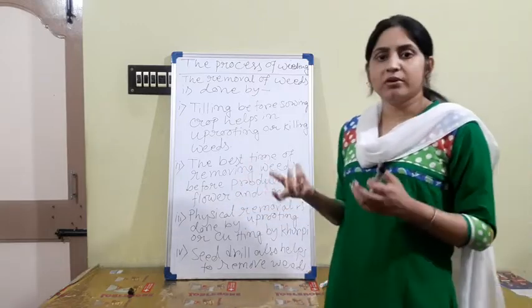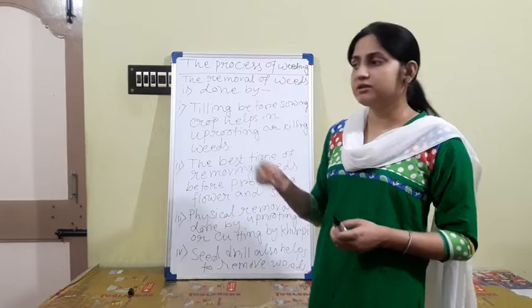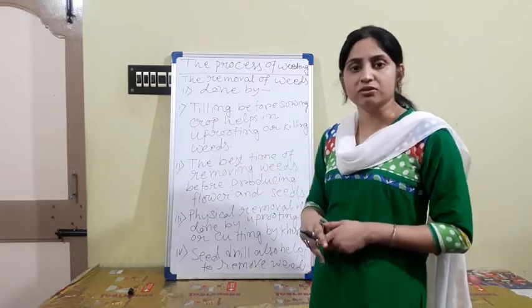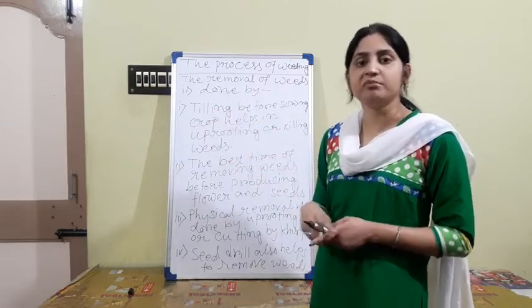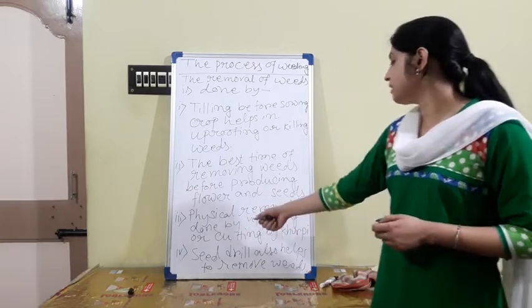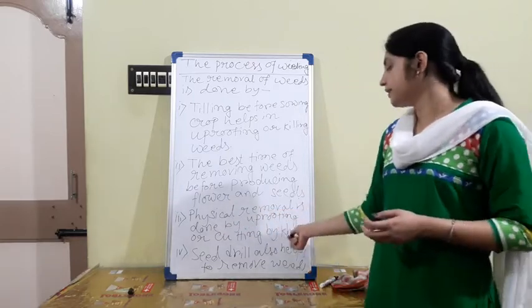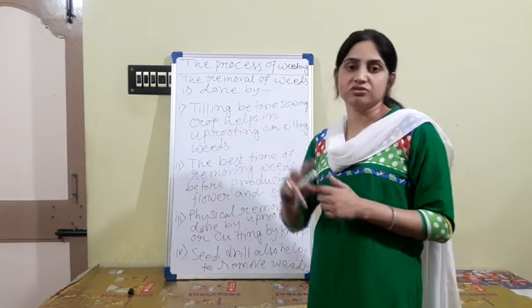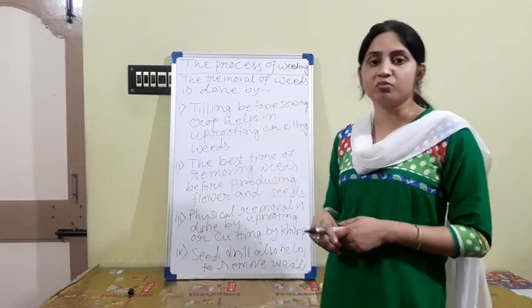You can see that when we are doing the gardening, obviously we also uproot by hand. Some small plants we uproot by hand. So physical removal is done by uprooting or cutting by khurpi. Khurpi is a small instrument by which you can remove the small plants.